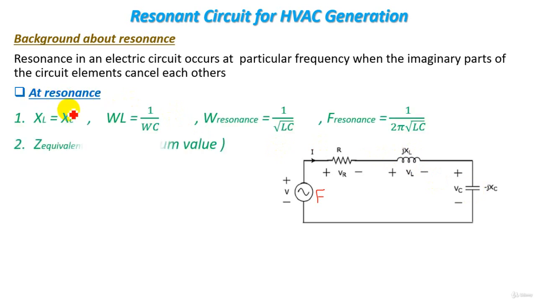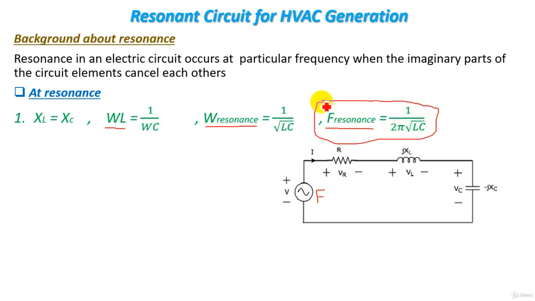So the main condition of resonance is that XL equals XC, the reactance of the inductor equals the reactance of the capacitor. So omega L equals 1 over omega C, as omega L is the reactance of the inductor and 1 over omega C is the reactance of the capacitor. From this equation, we get omega resonance, the angular frequency at which resonance occurs, equals 1 over root LC. So f resonance, the frequency at which resonance occurs, equals 1 over 2π root LC.